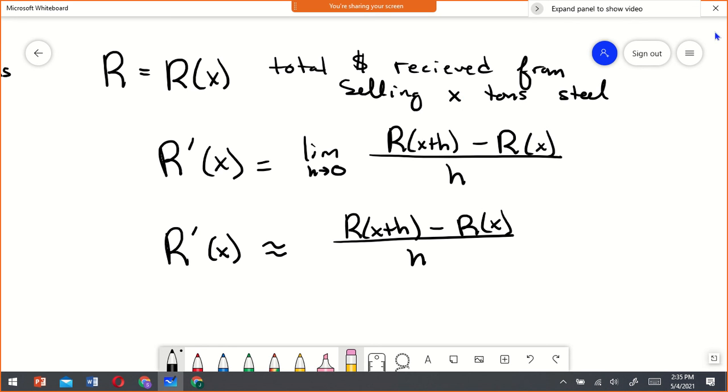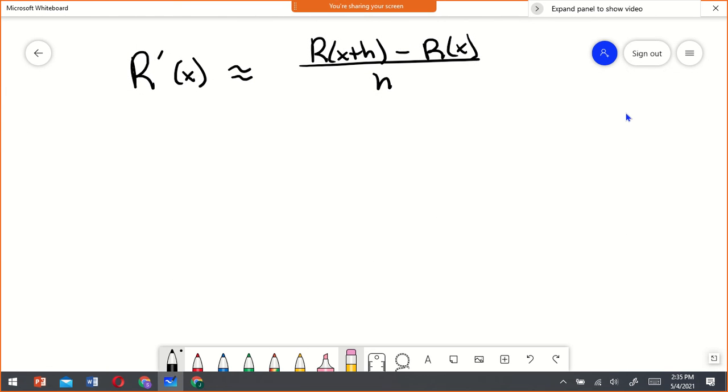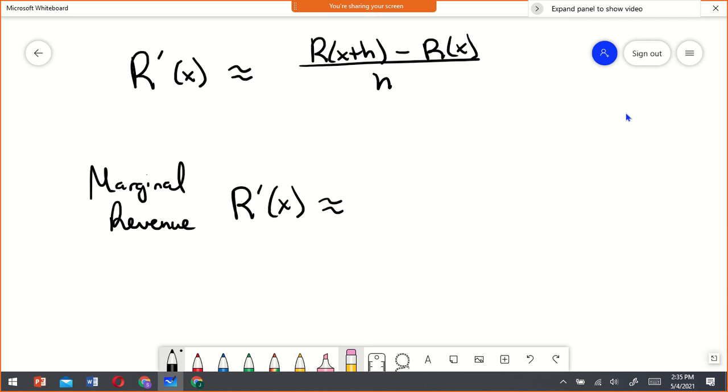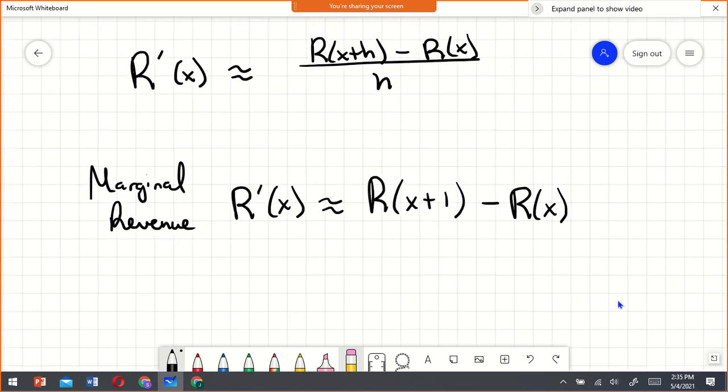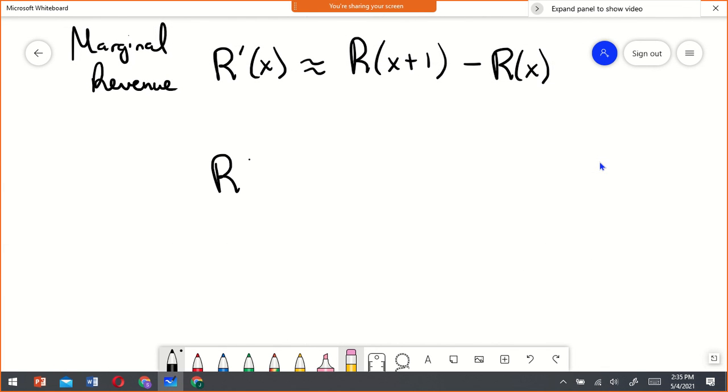And in fact, our summary from the author is that the marginal revenue, R prime of x, is R of x plus 1, just producing 1 extra ton, minus R of x. And that tells us the revenue that results from selling 1 more ton of steel than whatever x was. So again, working with that same steel formula, if we have a revenue function given to us, not the marginal revenue, but the regular revenue function, R of x for our steel is given as x squared plus 5x.